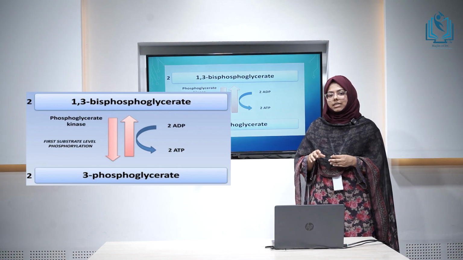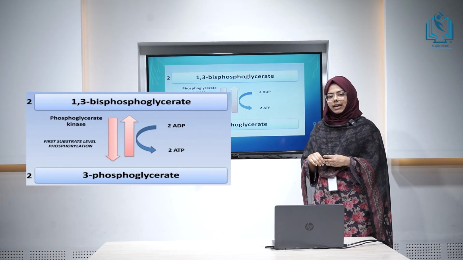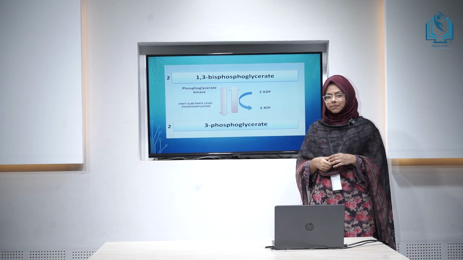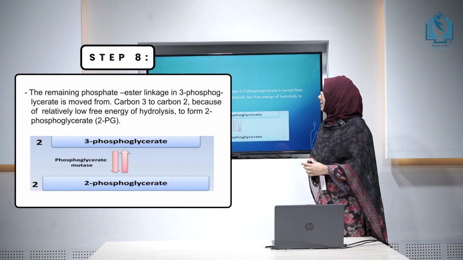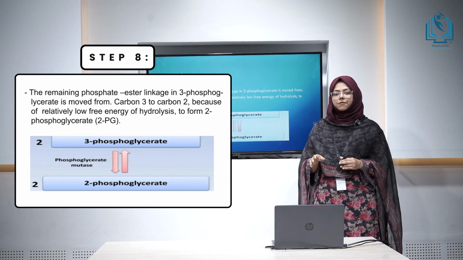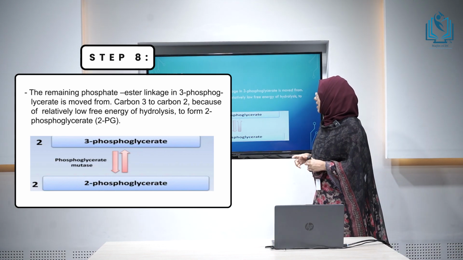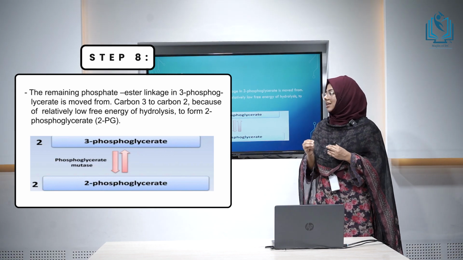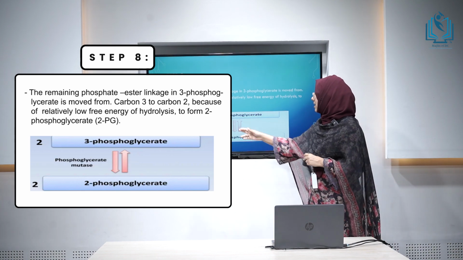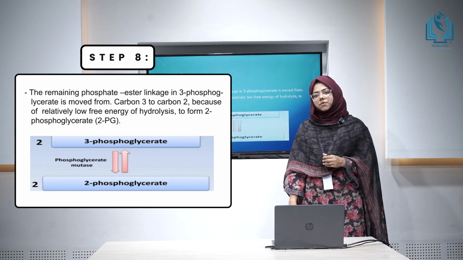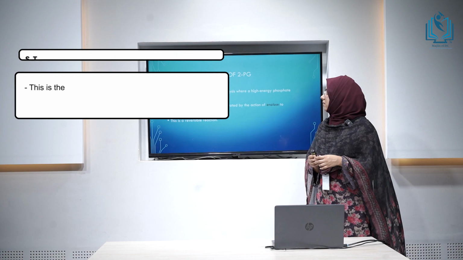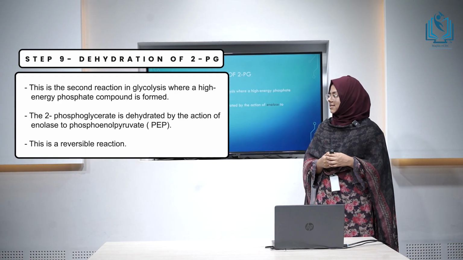and the enzyme involved in this process is phosphoglycerate kinase. This is the first substrate level phosphorylation taking place in glycolysis. Step 8: the remaining phosphate ester linkage in 3-phosphoglycerate is moved from the 3rd carbon to the 2nd carbon because of its relatively low free energy of hydrolysis, to form 2-phosphoglycerate. It is summarized as 3-phosphoglycerate converting to 2-phosphoglycerate using the enzyme phosphoglycerate mutase. Step 9 involves dehydration of 2-phosphoglycerate.